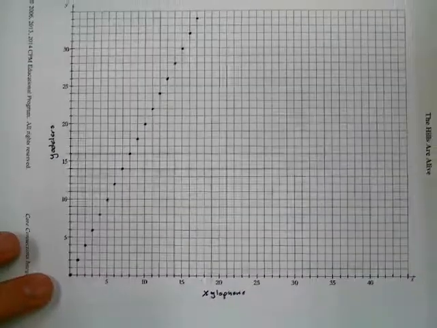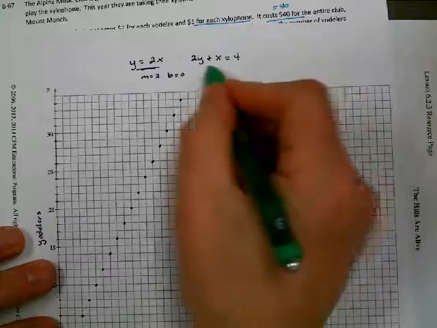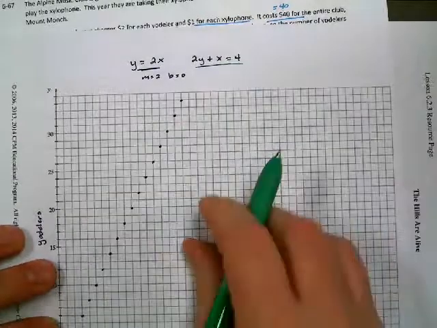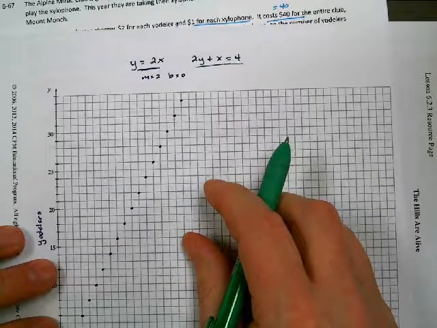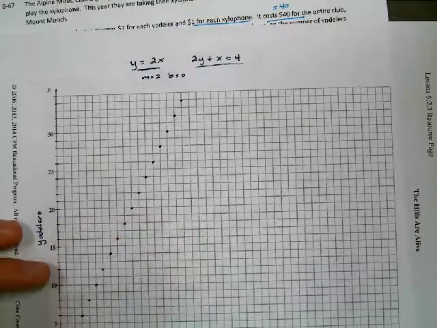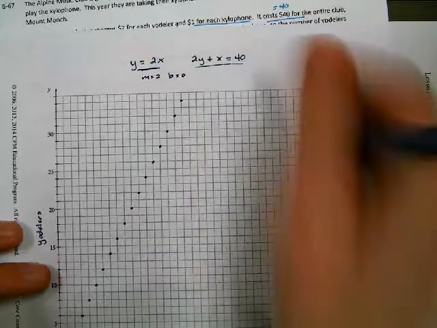All right, next one we're going to do in green. So in green, I'm going to do this equation. Remember, this equation models the cost that they're going to pay. That's 40. This models the cost that they're going to pay to ride the gondola.